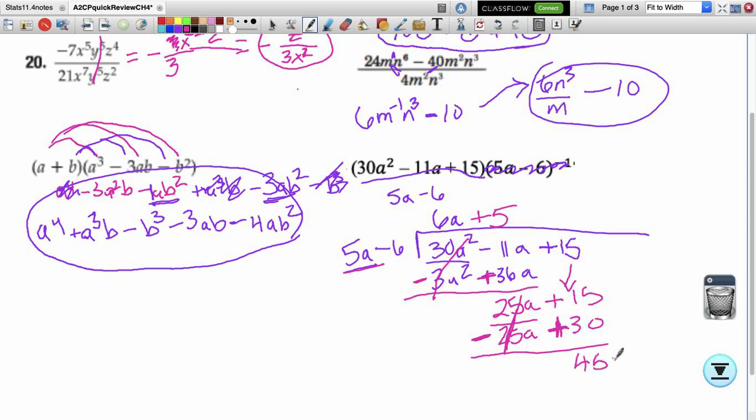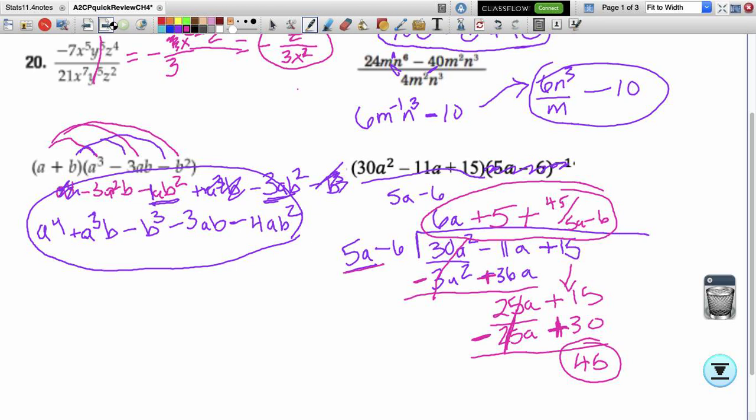Now, there's nothing else to bring down, so this is my remainder. It's a positive 45, so I put plus and then 45 over my divisor, and my divisor is 5a minus 6. This is my answer. If there's no remainder, you would just have 6a plus 5.